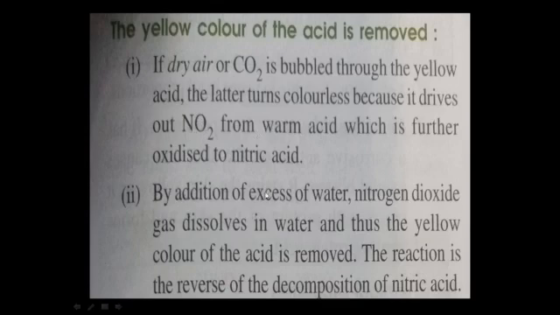By addition of excess water, nitrogen dioxide gas dissolves in water, and thus the yellow color of the acid is removed. So one other way of removing the yellow color is by adding a lot of water, in which the nitrogen dioxide dissolves. This reaction is the reverse of the decomposition of nitric acid.